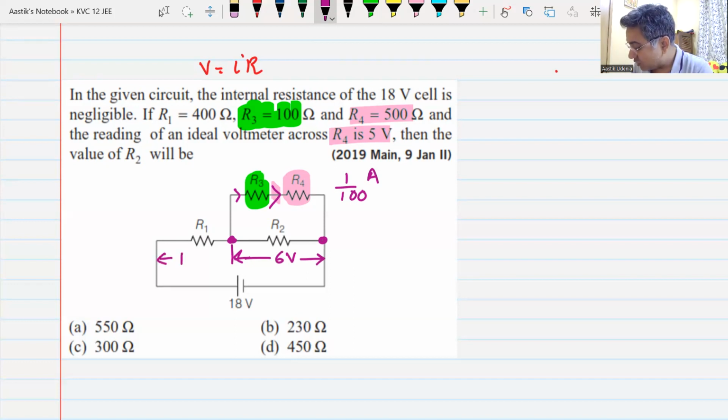Then what is the potential drop across this one? We don't have to apply rocket science here. Two simple things. The potential drop across this one is 6 volt, so how much is the potential drop across that one? 12 volts. Yes or no? That's it, sir. We are done, sir. Everything is known.